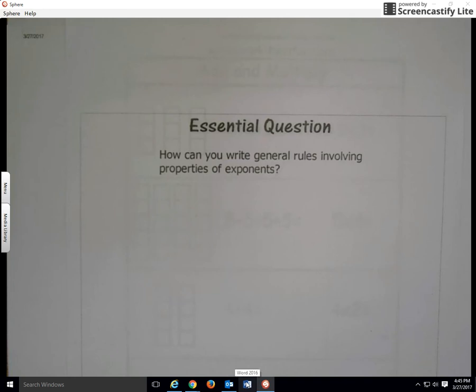The essential question: how can you write general rules involving properties of exponents?